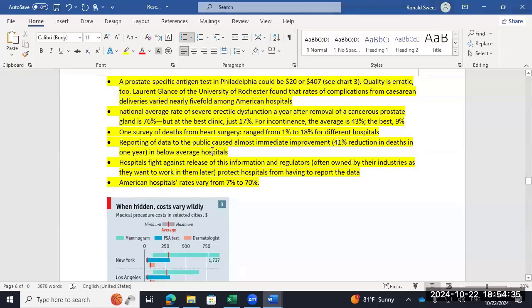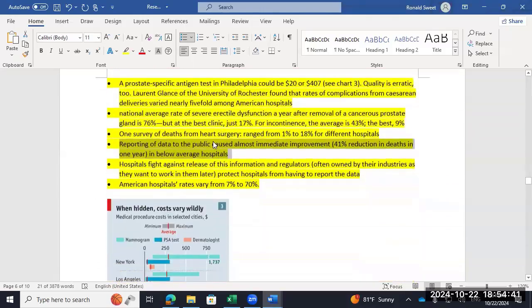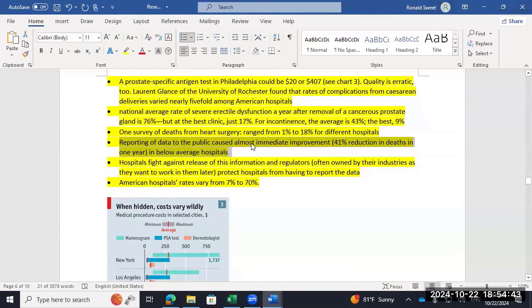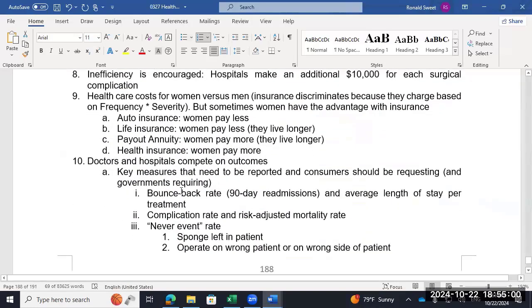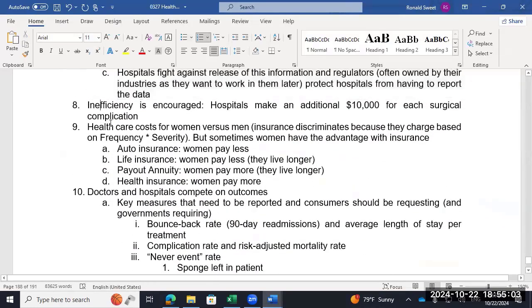Reporting the data, this is so amazing right here. Reporting of the data to the public. What do I have this under? Inconsistencies. Reporting of this. So a hospital having to report their error rates caused a 41% reduction in deaths in 1 year. Hospitals fight against release information, protect hospitals from having to report the data. So, and there's a simple solution right there. Here's, if you need something inefficiency encouraged, I gave you several of those, but hospitals make an additional $10,000 anytime they mess up. You know, you leave a sponge inside of someone, you're going to have to bring them back, open them up again, and operate on them again.